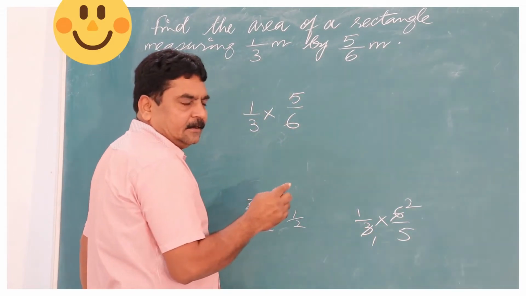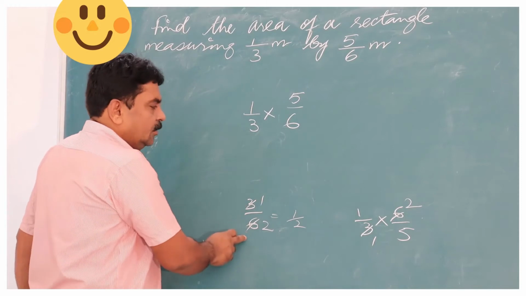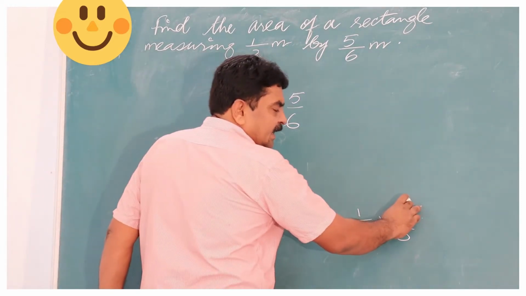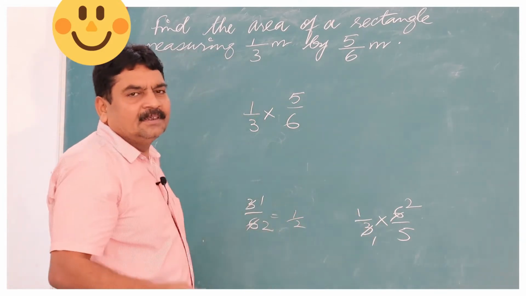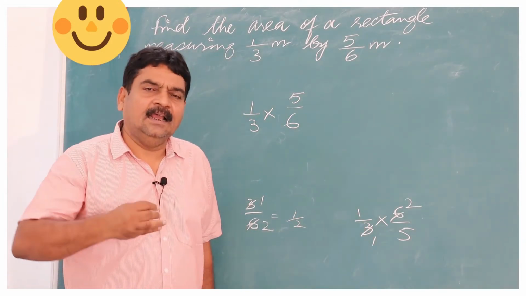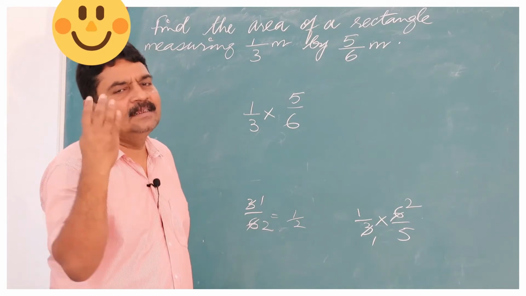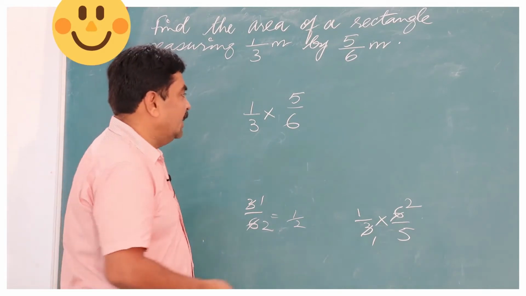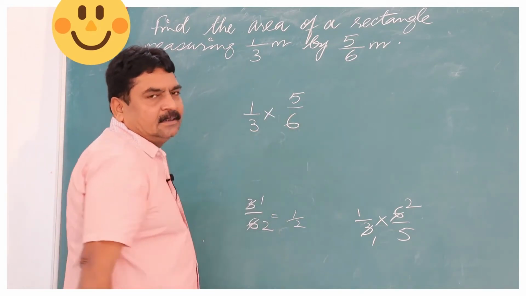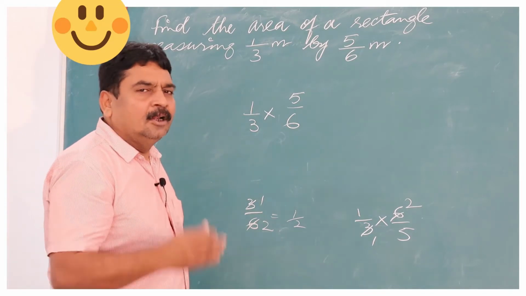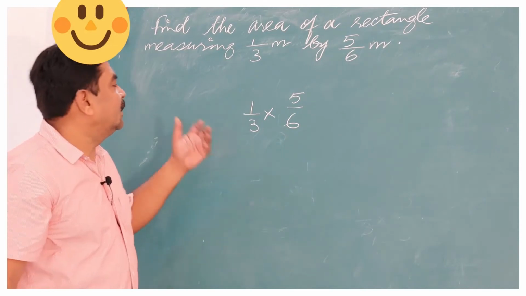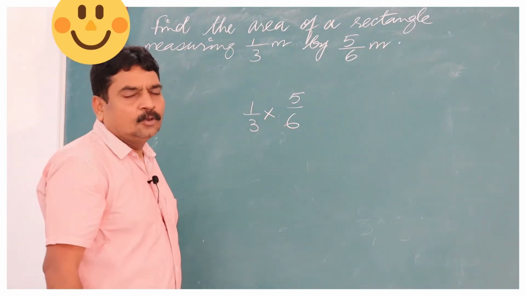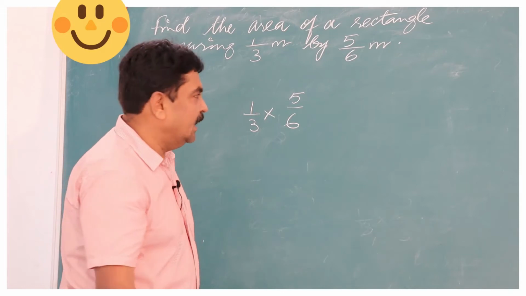You can cancel it. When one value is in the numerator and another is in the denominator, and they have a common factor, then you can easily cancel. But you should not cancel denominators together or numerators together. Remember this, we should not cancel. So what should be the answer?